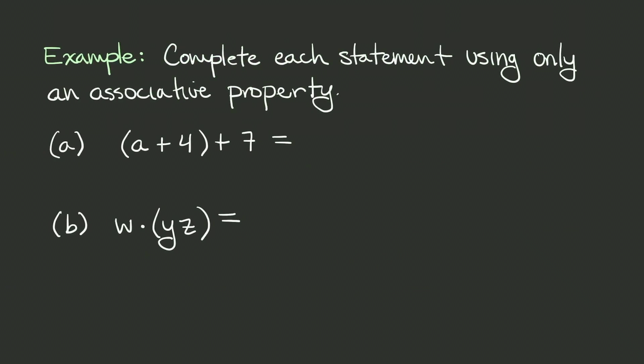In this example, we're supposed to show that we understand the associative property. It says complete each statement using only an associative property. In the first one, we're adding three numbers together, so we'll use the associative property of addition that tells us that if we're adding A plus 4 plus 7, we could also write this as A plus (4 plus 7) in parentheses. Similarly, in part B, if we have W multiplied by (Y times Z), where Y times Z is in parentheses, then we could move the parentheses and multiply W times Y first, and then multiply by Z.